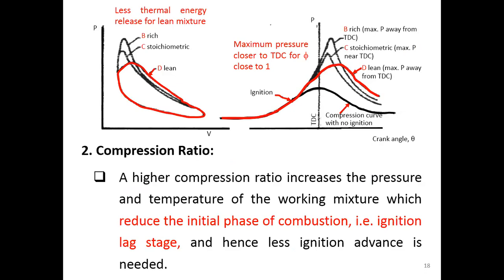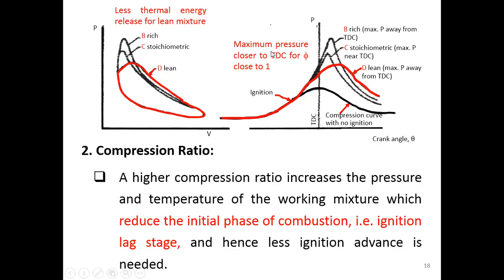If you look at the PV diagram, the complete cycle, you can see that if you go for rich, you have higher thermal energy resulting in more work, because work is represented by the enclosed area here. For stoichiometric, you have a smaller area, and the smallest one happens when you go for lean.